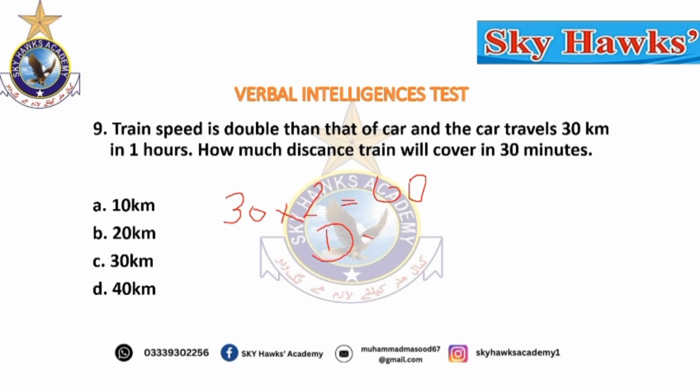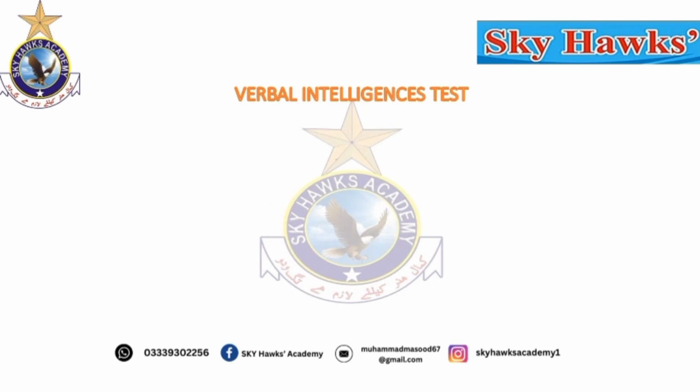Now for finding how much distance the train will cover in 30 minutes, we need to convert the time from minutes to hours. Okay? Since there are 60 minutes in 1 hour, 30 minutes is equal to 30 by 60, which will give us the answer of 0.5. So distance is equal to speed multiplied by time, and speed we have 60 and time is 0.5 hour. If we multiply both of them, it would come to 30 km. You can calculate it by yourself too. So the correct answer would be 30 km.